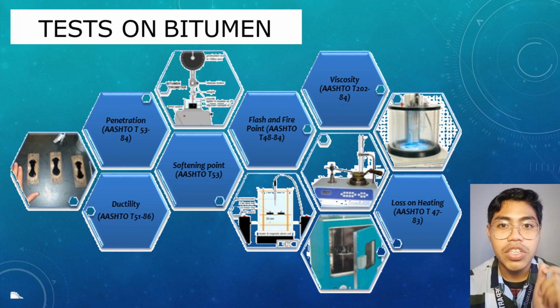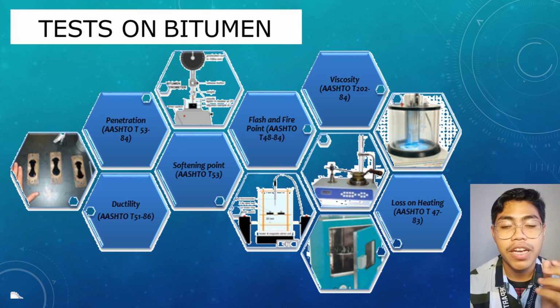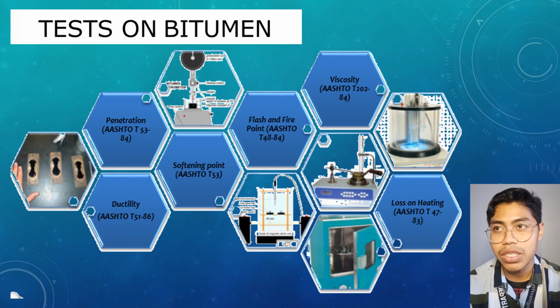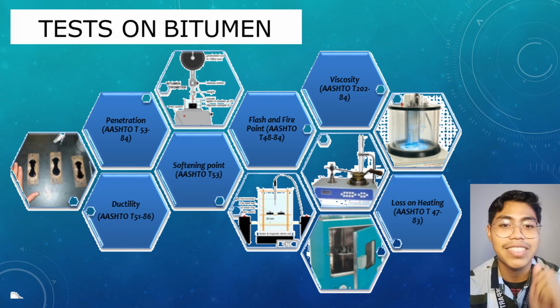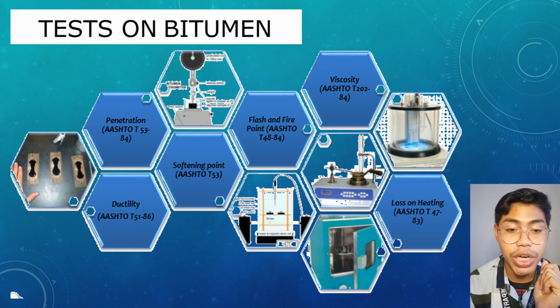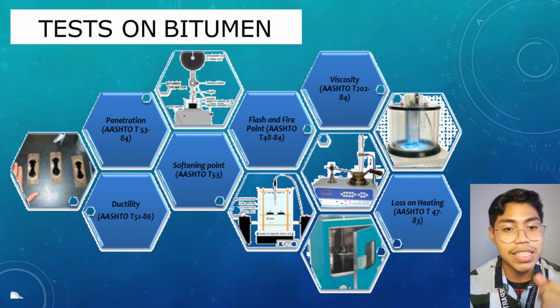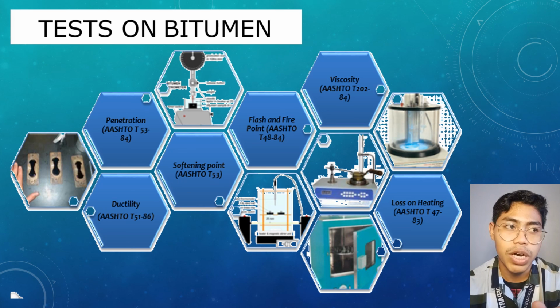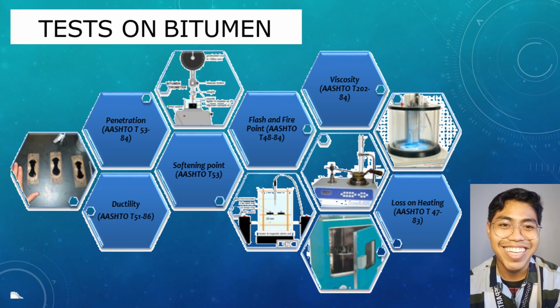Next, we have softening point. Softening point is a test to determine the softening point of bitumen, using temperatures from 35 to 157 Celsius. And then we have the penetration test, which we use to identify how strong the bitumen is. And then last but not least is the ductility test. The ductility test is to identify the strength, the ductility of the bitumen by using a stretch technique. So that's all the tests used on bitumen.